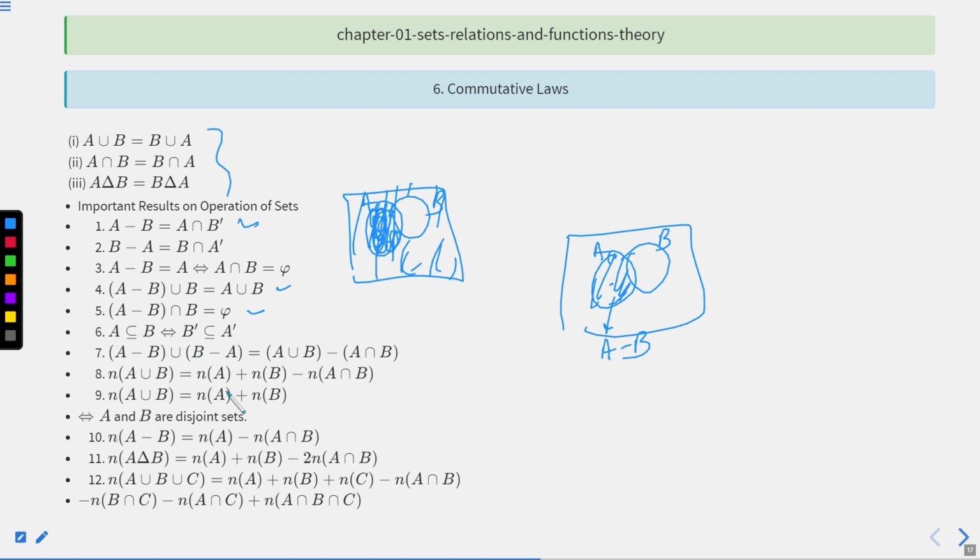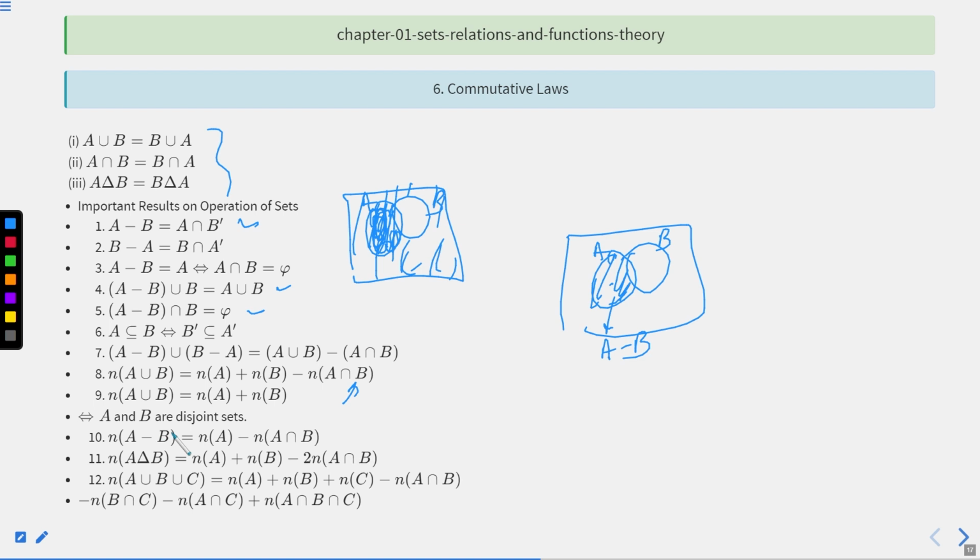Number of A union B is equal to number of A plus number of B minus number of A intersection B. And if number of A union B is equal to number of A plus number of B, then A and B are disjoint sets because number of A intersection B becomes 0. And the converse is also true. If A and B are disjoint sets, then number of A union B is equal to number of A plus number of B.